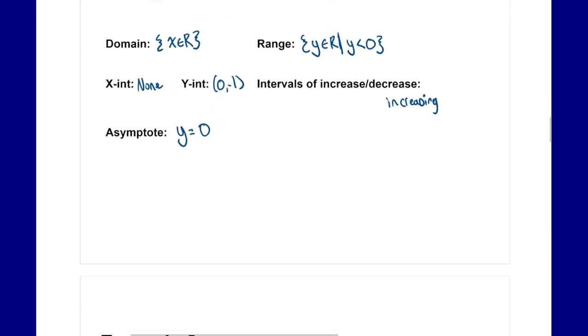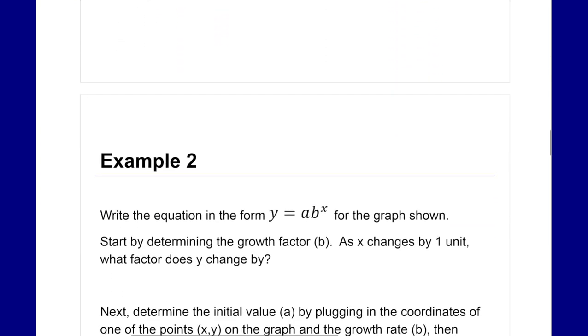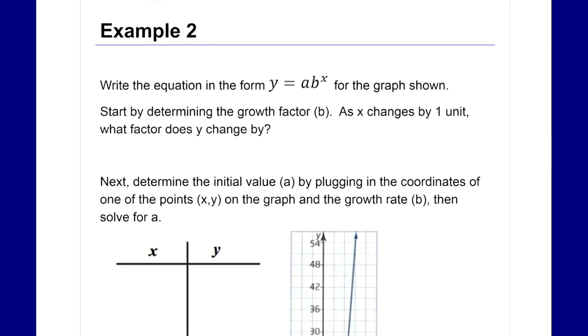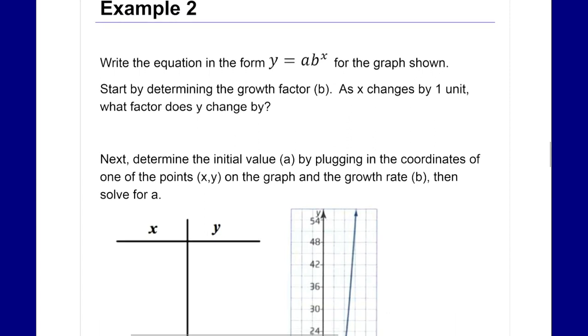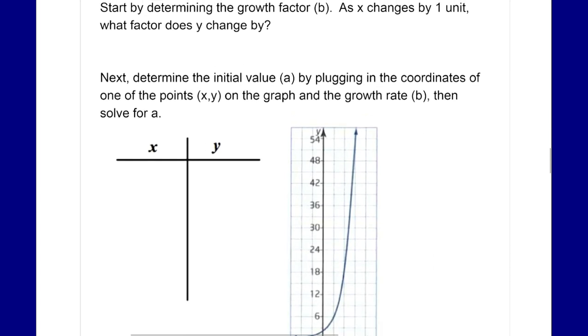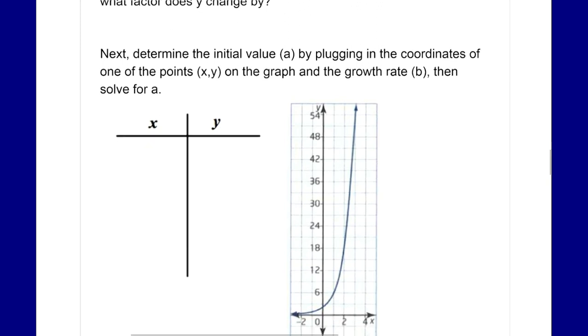We're going to move on, though, to looking at coming up with an equation for an exponential function from a graph. We have some step-by-step instructions here, so we can write the equation in the form y equals ab to the power of x. Again, that's our general function or form. We can start by determining the growth factor, right? Because in some cases you might say, well, why don't we start with the y-intercept or the a value, the initial value? That should be easy to see, right?